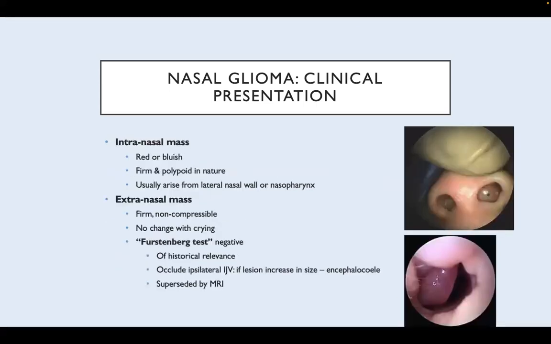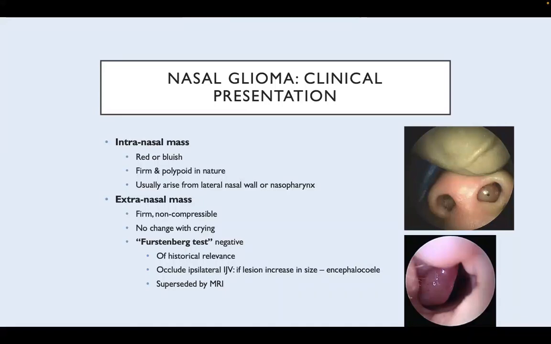So in terms of the intranasal mass, how they look, it's been described as red or bluish, firm and polypoid in nature. So it may be mistaken for just simple inflammatory polyps. And they usually, this is quite important, they usually arise from the lateral nasal wall or nasopharynx. In terms of the extranasal presentations, it's firm and non-compressible. There's no change with crying, and by that I mean there's no enlargement of the lesion.